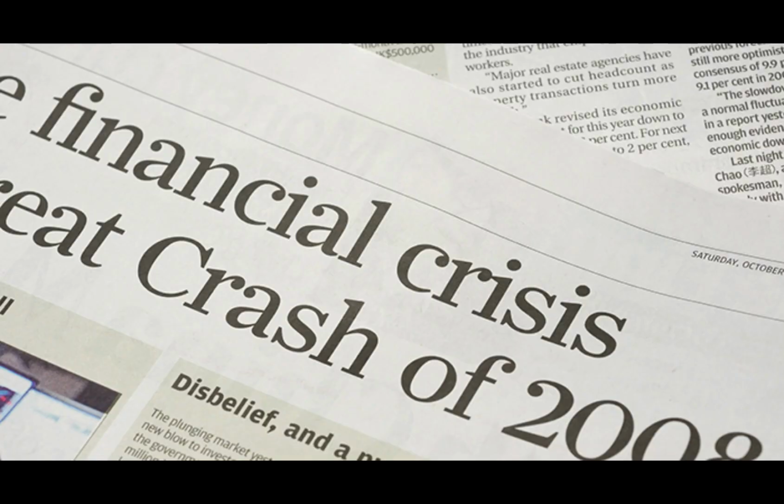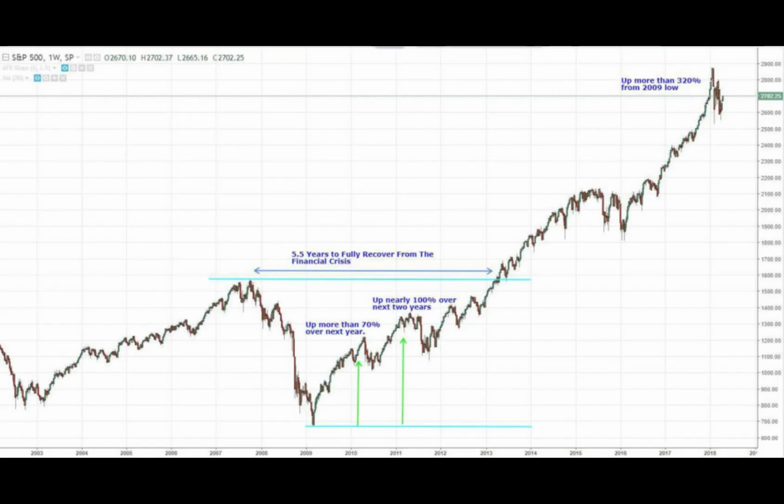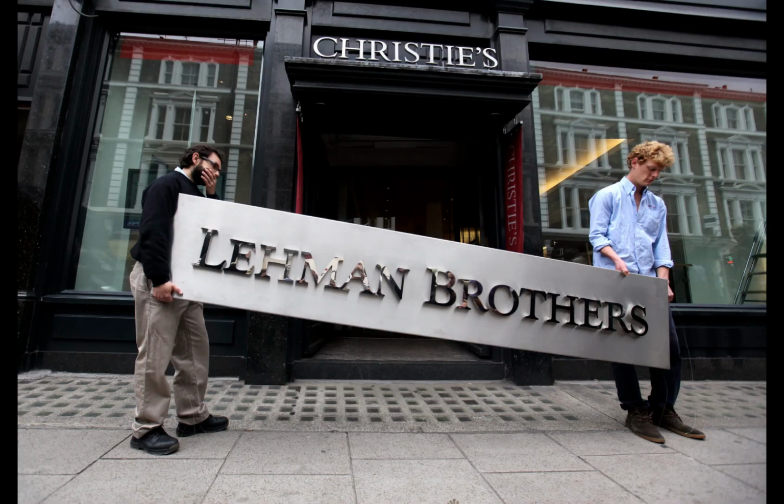The 2008 market crash, also known as the global financial crisis, was triggered by a combination of factors, including the subprime mortgage crisis, over-leveraged financial institutions, and a lack of regulatory oversight. This led to a sharp decline in the value of mortgage-backed securities, which caused major banks and financial institutions to suffer large losses and eventually fail.